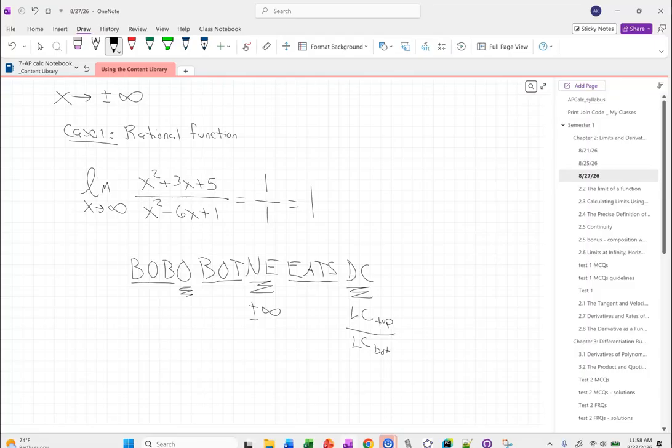So to decide what to do, we just need to compare the degree of the numerator with the degree of the denominator. If the bigger exponent is on top, that's this guy, bigger on top. If the bigger exponent is on bottom, that's this guy, bigger on bottom. If they're equal, that's this guy. So bigger on bottom, bigger on top, equal. If the bigger exponent is on bottom, then it just equals 0.